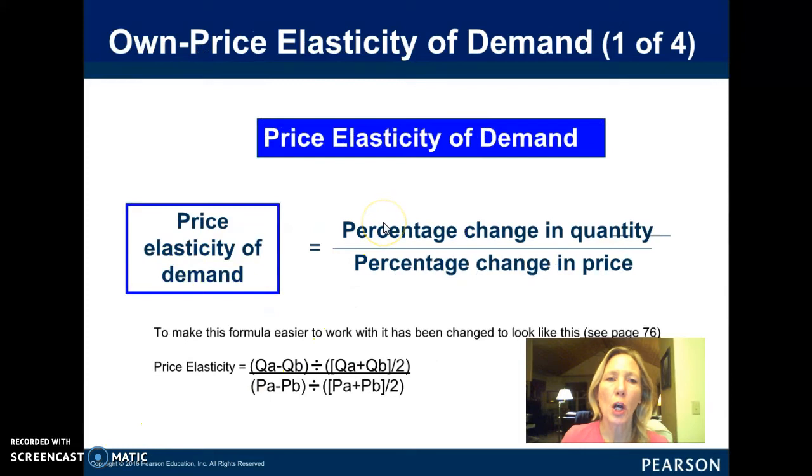Okay, so let's talk about this own price elasticity, or just price elasticity of demand. We can look at it as the percentage change in quantity divided by the percentage change in price. That's an easy way to do it as long as this is already calculated for you and you're given a percent. If you're not given a percent, then you have to resort to this formula right here, where Q is always quantity, P is always price. So we'll continue talking about this in a minute. You are going to want this formula, and this formula is in your book on page 76. This one as well as this one.